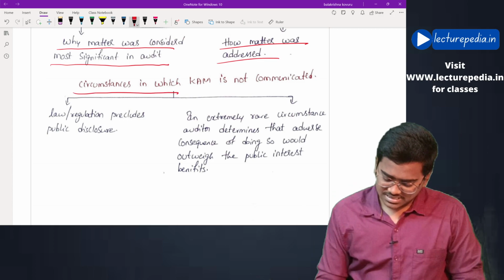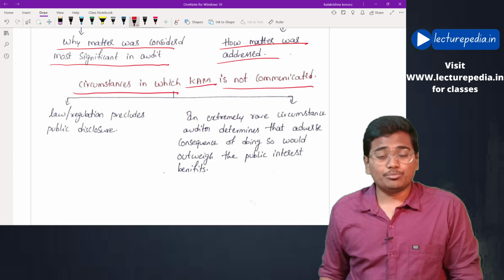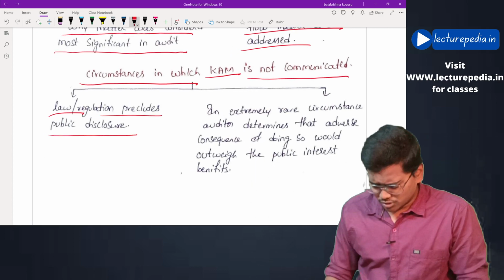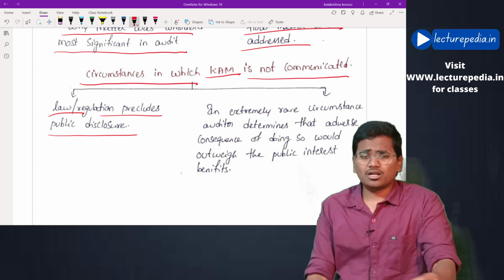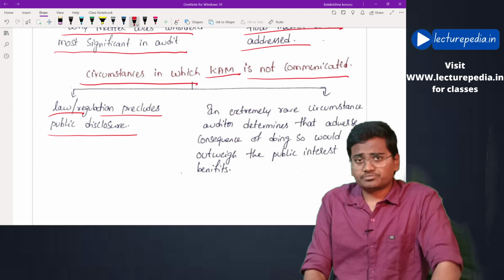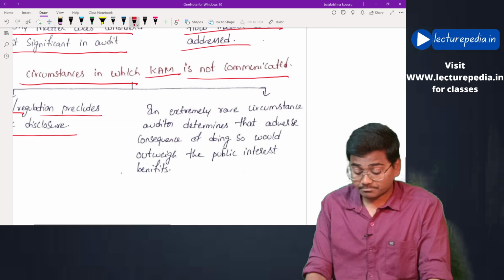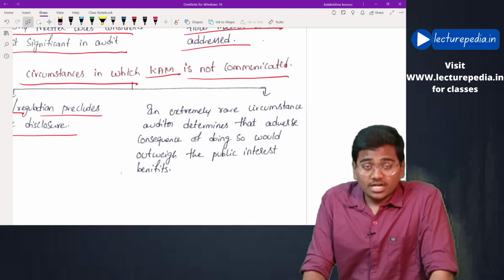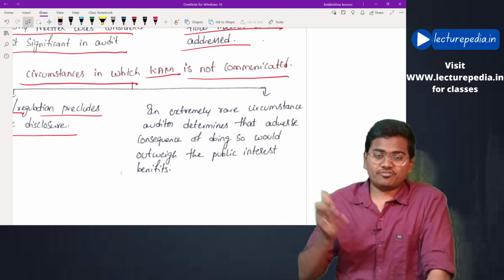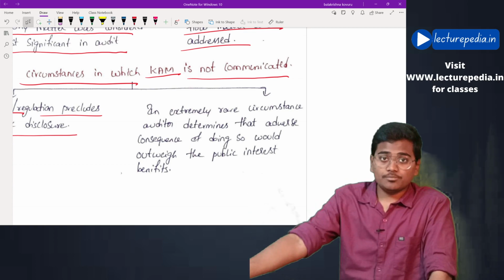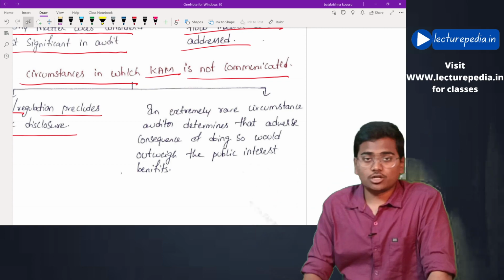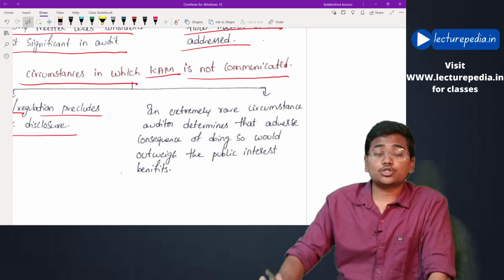Next, circumstances in which key audit matter is not communicated. There are basically two circumstances. Law or regulation precludes public disclosure. Law or regulation does not allow disclosure of such matter. In that case, auditor should not communicate that matter as key audit matter. And the second situation is when auditor feels that the loss or the negative effect of communicating key audit matter is more than the benefit that will be derived from the communication of key audit matter. Even in this situation, auditor should not communicate key audit matter.